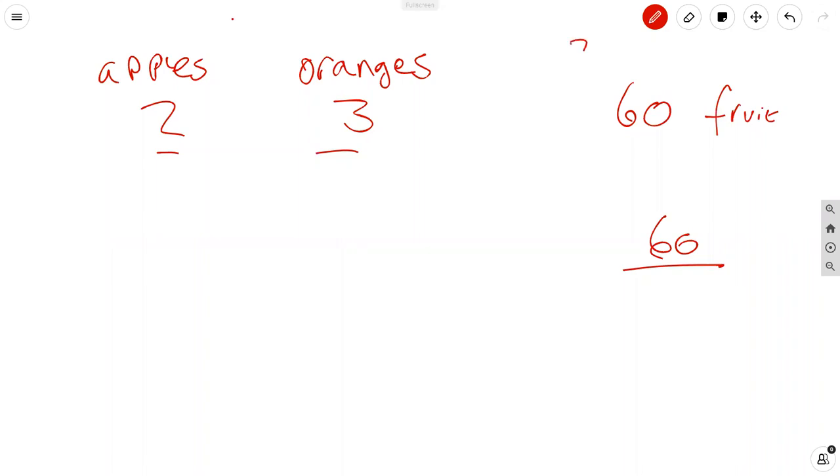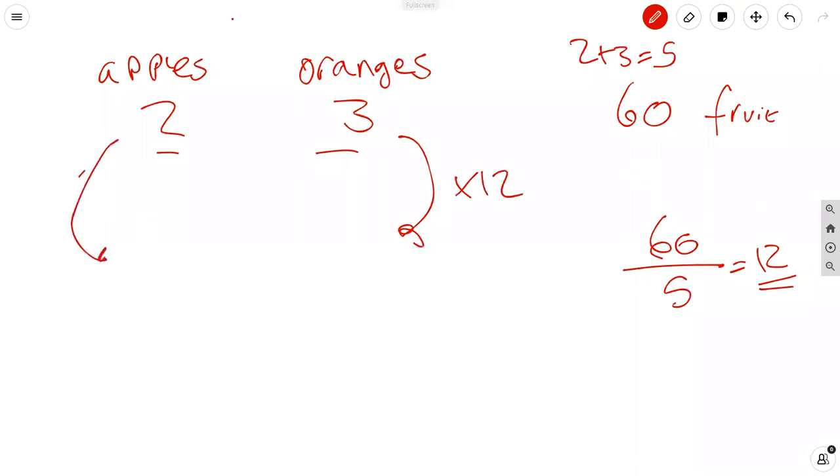So I'm going to add up the ratios, 2 plus 3, which is 5, and I divide it by 5. So each ratio is worth 12. So how many oranges would I have? I times this by 12. How many apples do I have? I times this by 12, which is 24 and 36. Well done. Easy peasy lemon squeezy.